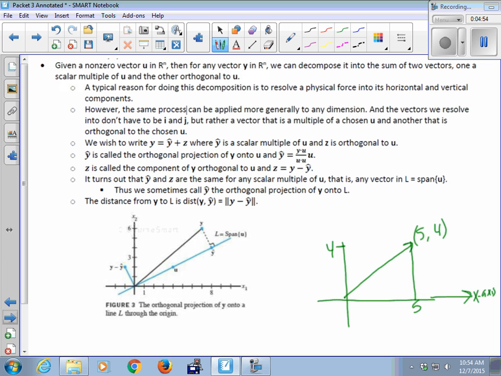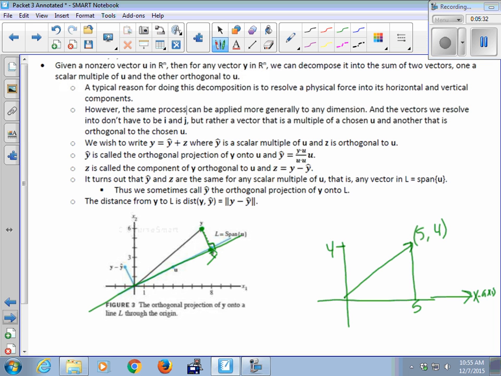Drop a perpendicular from your vector to any other line through the origin. So that's what this picture is here. Here I've got some vector y, my given vector y. And I'm given a vector u, so I can draw a line through u. I can break it down into the force in the direction of u and a force perpendicular to u. So you just draw perpendicular to u, and then this point right here is called y hat. That's the orthogonal projection of y onto u.